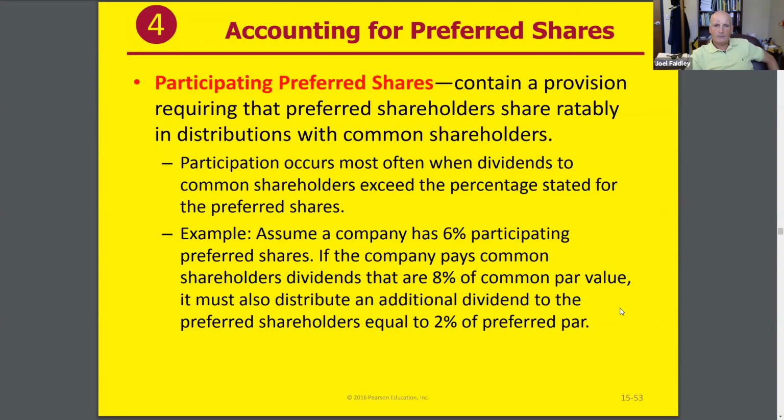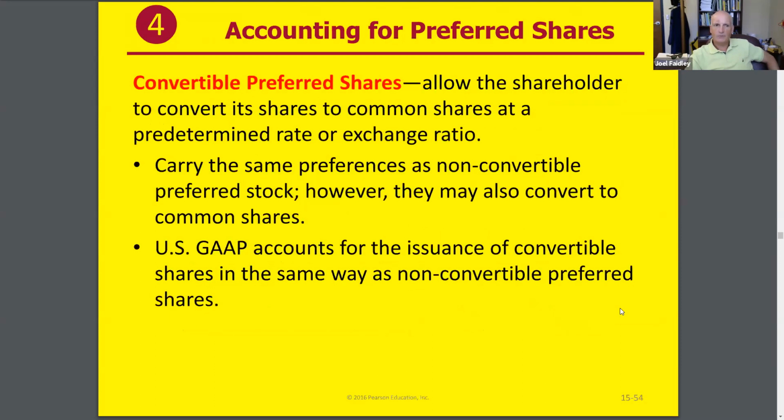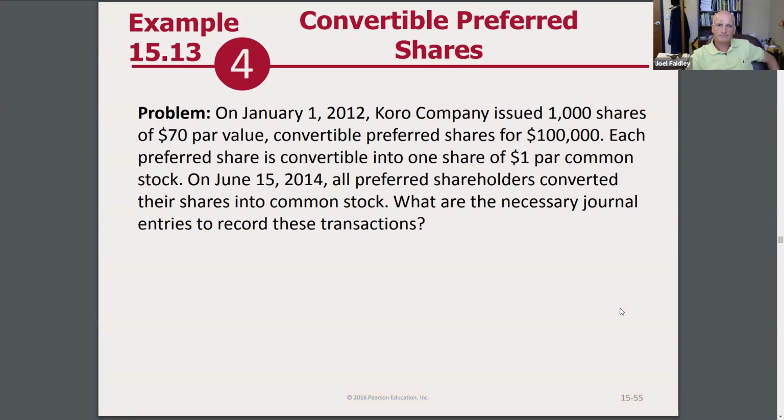Participating preferred shares means you're participating also with common shareholders. Convertible preferred shares can be converted over into common shares.